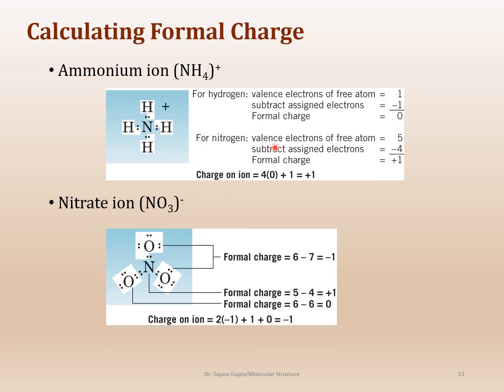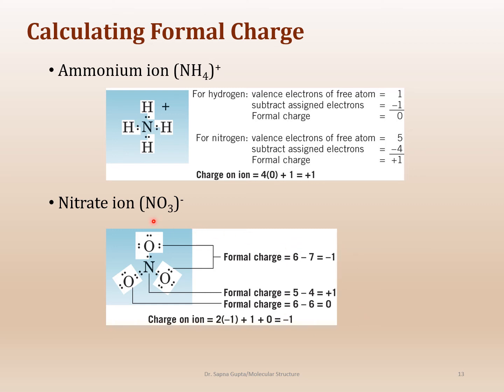For nitrogen, the valence electrons are 5, and that is because it's in group number 5. The assigned electrons are 4 because it has 4 bonds with the hydrogens, so minus 4. It has no electrons left over, by the way, and therefore the charge is going to be +1 on it. So go ahead and practice some more. See over here how the nitrate is calculated.